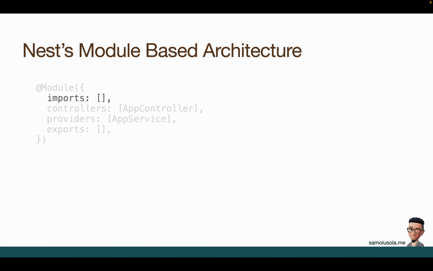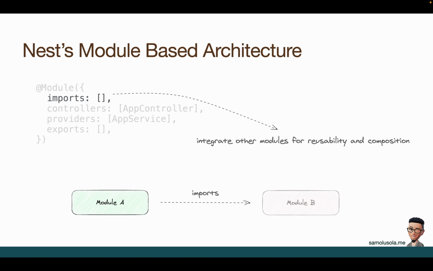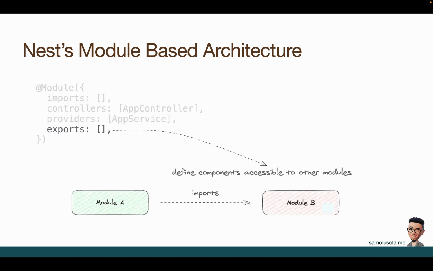The imports are how we integrate other modules for usability. So for example, we might have a module A that imports module B. That means that the functionality that module B exposes will now be available in module A. That leads us to the exports. The exports define components accessible to other modules. When you have a module and the module defines an export, the export serves as a public API. Only the things that you exported will be available in the other module that imports it. So in this case, module A will only have the functionality that module B exports. Module B might have a lot of functionality, but might expose only a few of them.